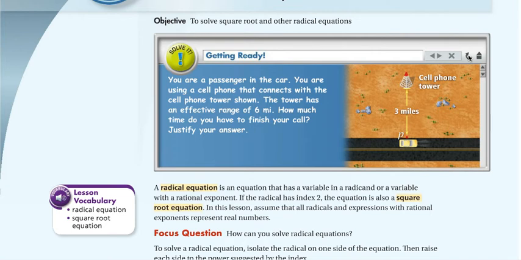We'll be talking about this problem more, and we'll be discussing the fact that the cell phone tower has an effective 6-mile range, which means that it's going to have a radius of 6 miles. Along with this 3 miles, it's going to form a triangle. So we'll be talking about how far the car can travel in this triangle.